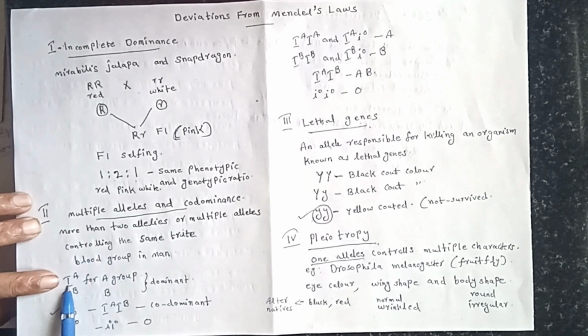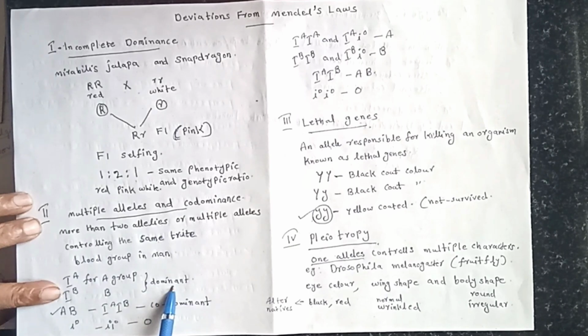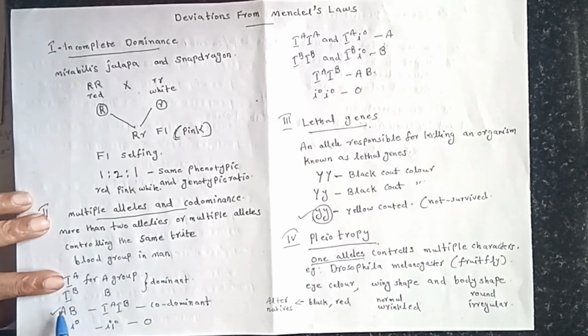Here capital IA is for A blood group, capital IB for B blood group. Here A and B are dominant, but in case of AB blood group, capital IA and capital IB, these two alleles codominate each other and show AB blood group. This is an example of codominance. The IO represents O blood group.